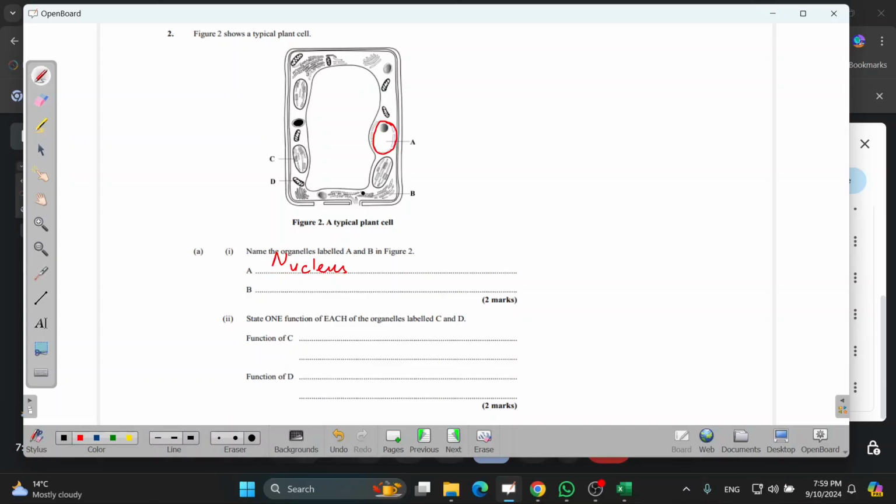Tiny dots. We call them again? Well, those are the ribosomes. Yeah, those are the ribosomes. And there is where proteins are made. Now, state one function of each of the organelles C and D. Well, here this is C. It's not green in color because this is a black and white picture. But this was supposed to be in green.